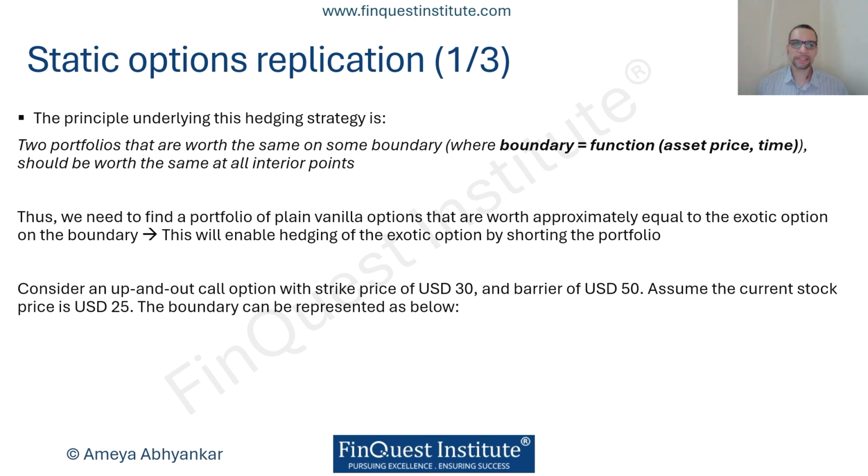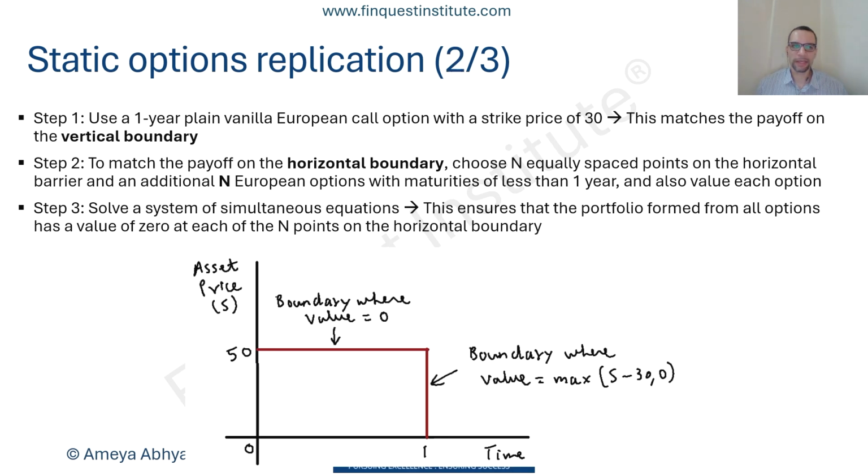So for example, let's take an up and out call option with a strike price of 30, a barrier level of 50, and let's say that the current stock price is USD 25. Now it's an up and out call, so we can imagine that it's like a knockout variety. So if the stock price hits the barrier level, the option is going to get knocked out. We have seen the barrier option earlier, so this is just a design on similar lines. So we can visualize it through a diagram like this. You can see the diagram below. We'll go through the steps, but look at the diagram first.